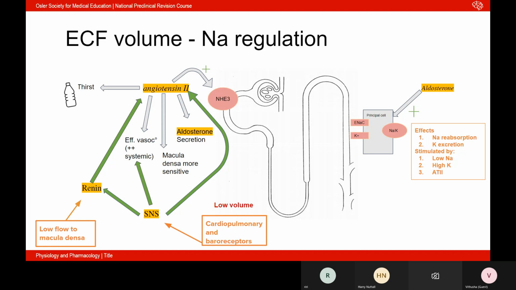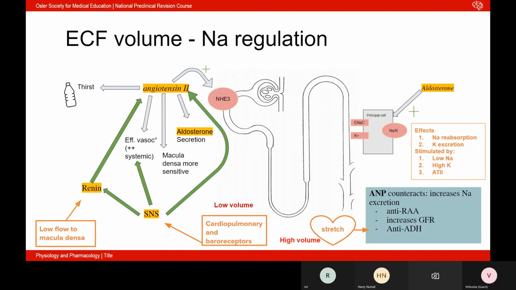To oppose this whole system, when there is high volume within the ECF, for example, this can be sensed by stretch within the atrial cells of the heart, and then ANP will be released, and basically ANP will counteract all of the effects we've seen here. It increases sodium excretion, hence the name natriuretic. So it is anti-renin-angiotensin and anti-aldosterone. It increases the GFR so that you can get more salt out, basically. And it's also anti-ADH, which is a little crossover with water regulation.